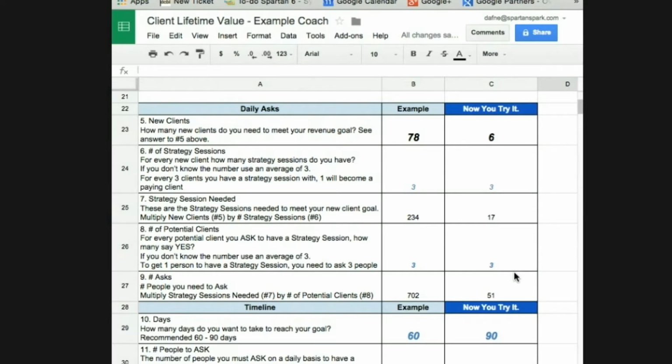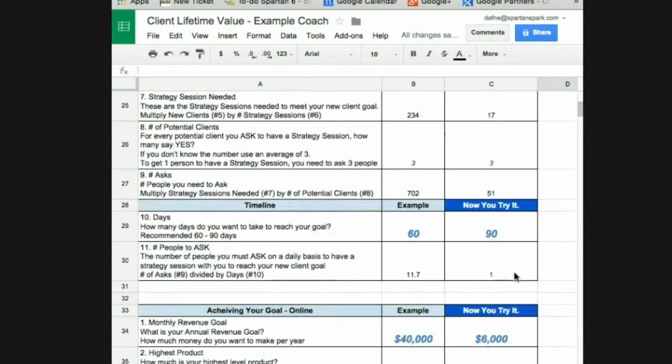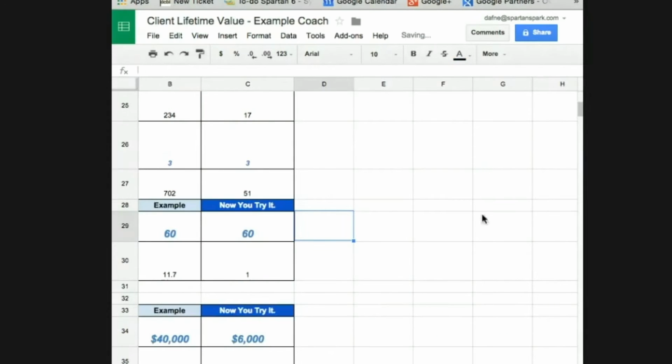So let's keep going with this example. You've got your timeline. How many days do you want to reach your goal? You can have 60 days or 90 days, and the formula changes depending on that. The number of people you need to ask on a daily basis is 1. So in this case, the coach needs to talk to 1 person every day. So for example, if we change this to, okay, I want to make that amount of money in 60 days.